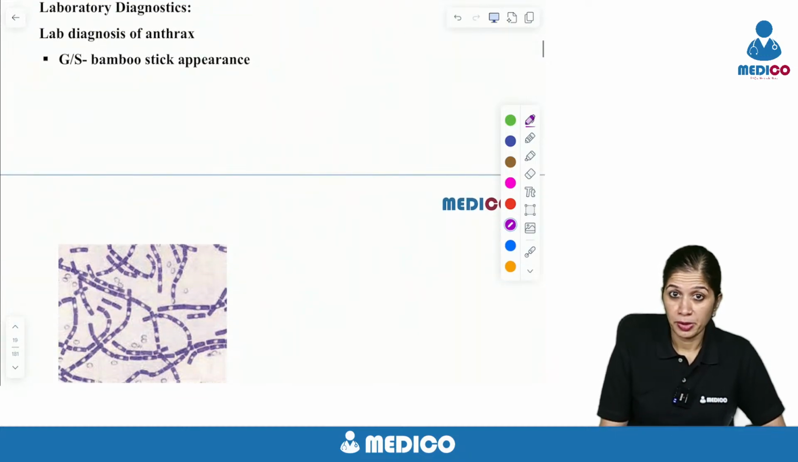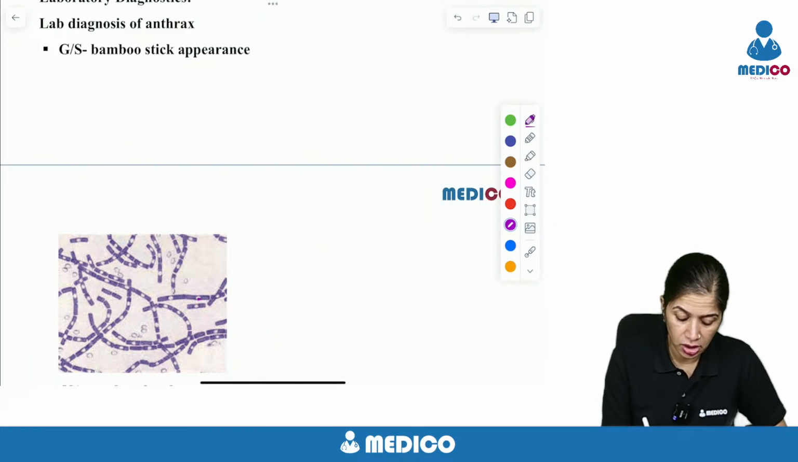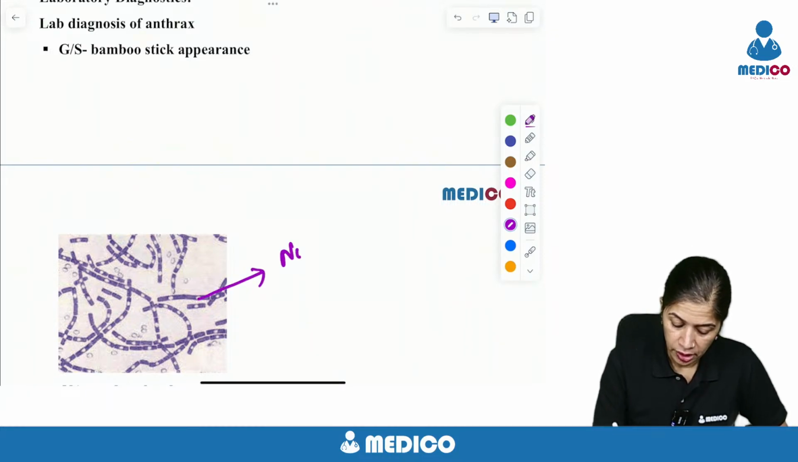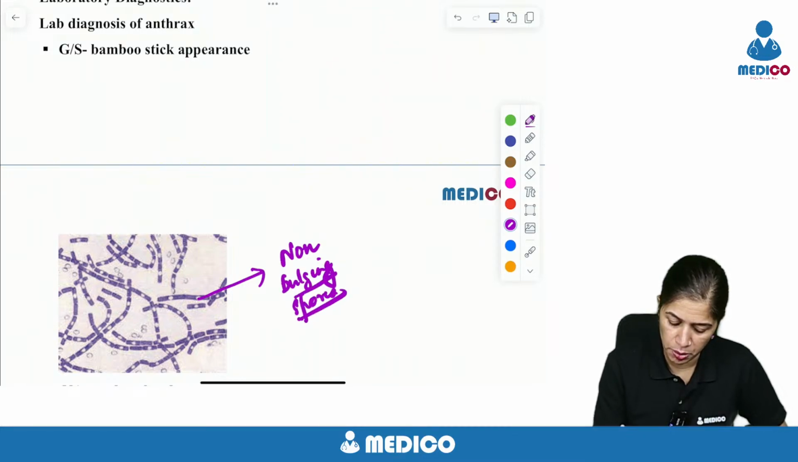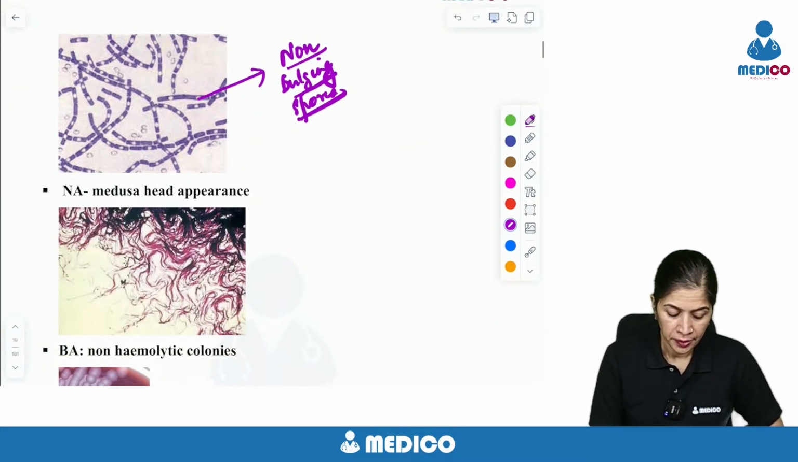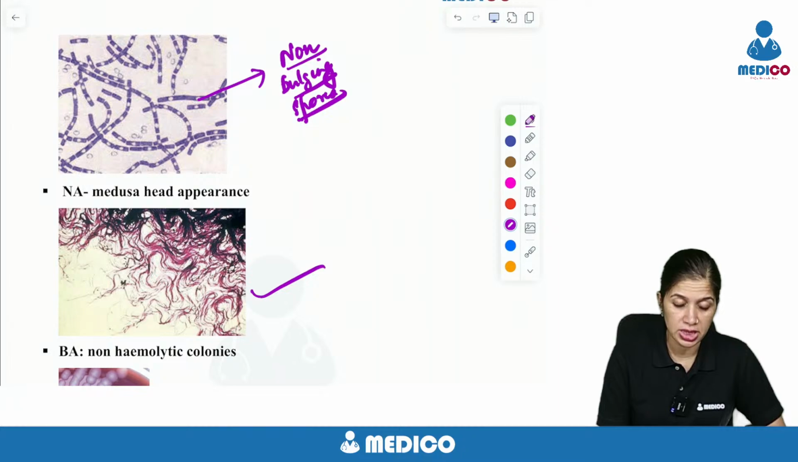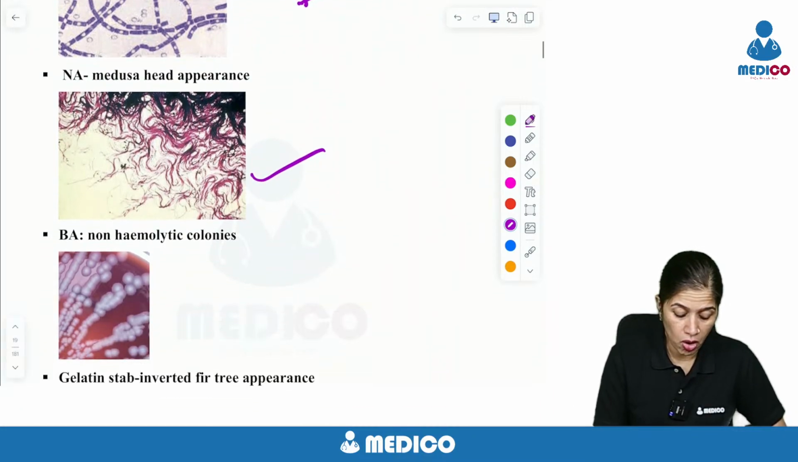Now coming to the lab diagnosis, gram stain we already said is a bamboo stick appearance. These are the non-bulging spores. So which gram-positive organism produces bulging spores? It is Clostridium. Okay, these are the non-bulging spores. Then on nutrient agar, if you examine the plate under a microscope, you get to see something called a medusa head appearance. On blood agar, non-hemolytic colonies will be formed.